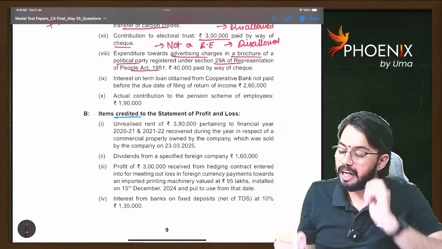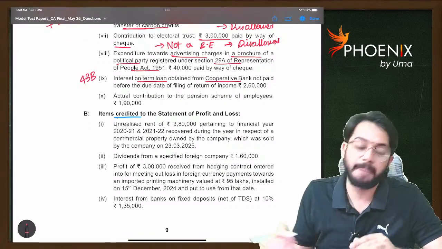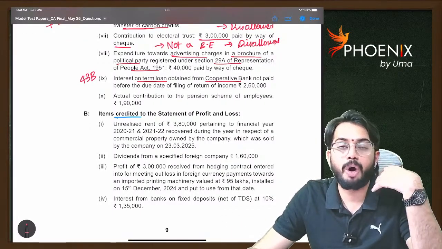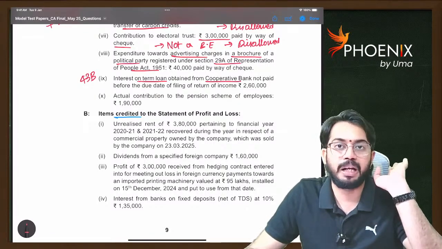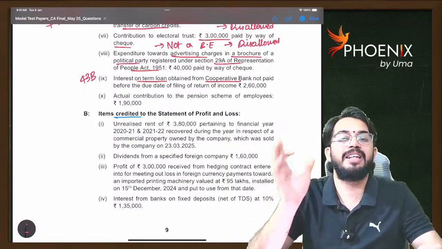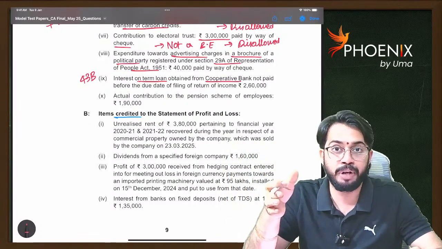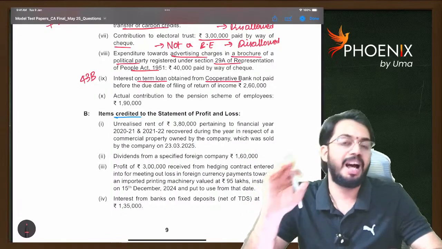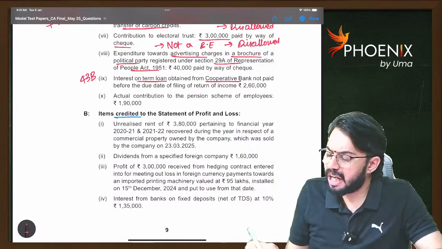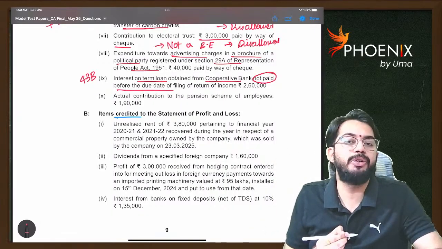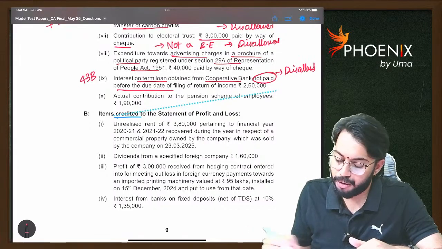Okay. Next, interest on term loan obtained from cooperative bank. Here 43B is applicable. Whenever you obtain a loan from a cooperative bank, you need to pay interest. For payment of such interest, 43B is applicable. If you pay in current year, it is allowed as deduction in current year. If you pay next year, before the ITR due date, it is allowed as deduction in current year. Otherwise, it is allowed as deduction on cash basis. Here, not paid before ITR due date. As it is not paid, it is not allowed as deduction. That is to be disallowed.